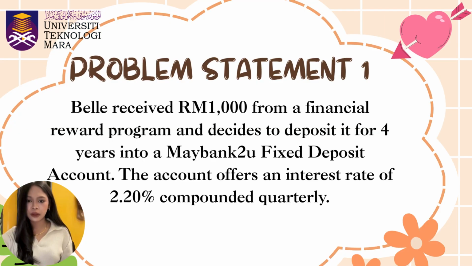Problem statement 1. Bell received 1,000 ringgit from a financial reward program and decides to deposit it for 4 years into a MyBank2U fixed deposit account. The account offers an interest rate of 2.20% compounded quarterly.